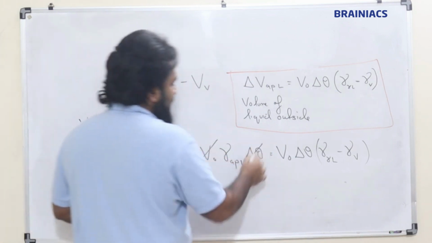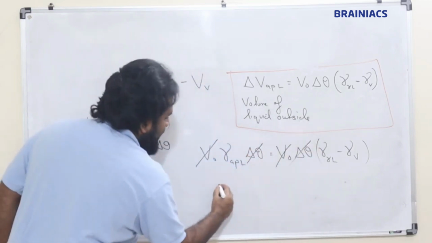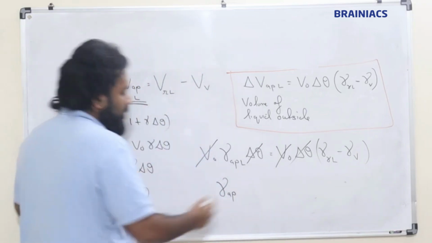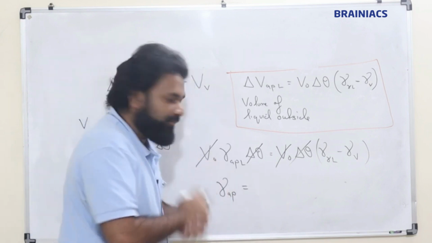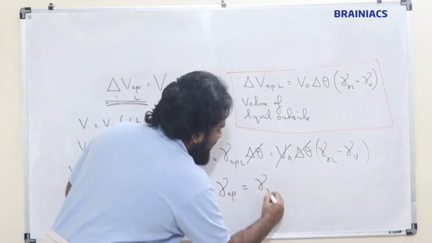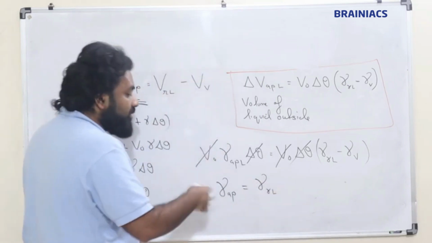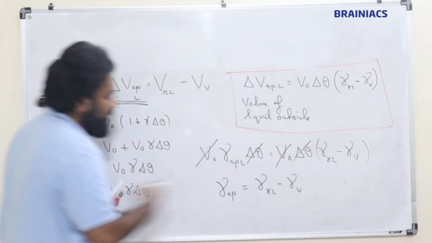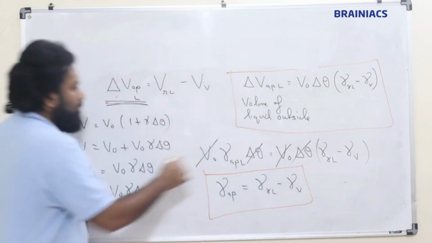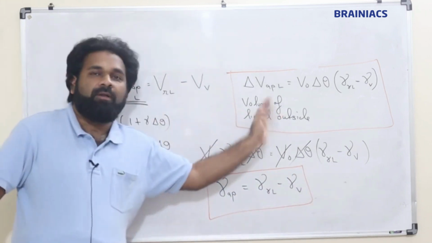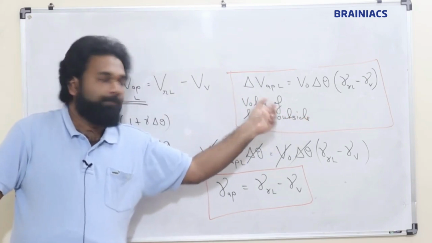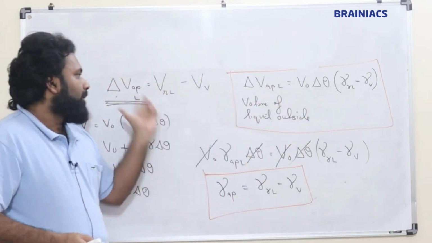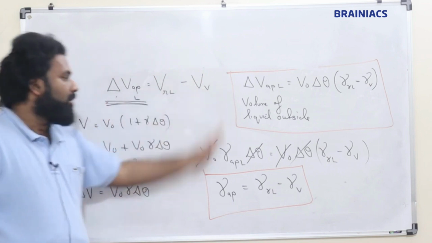So this V naught delta theta, if we cancel, we can write the coefficient of apparent change in the volume of the liquid is equal to the coefficient of volumetric change of the liquid minus that of the vessel. This relation is also important. Clear? So this is the volume of the water that is going outside the vessel, and the real change in the volume, everything we can get from this by properly applying the formula. Clear?